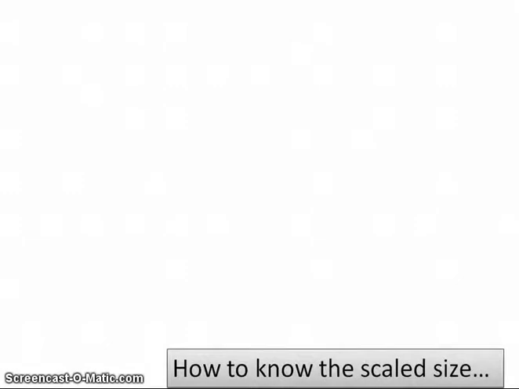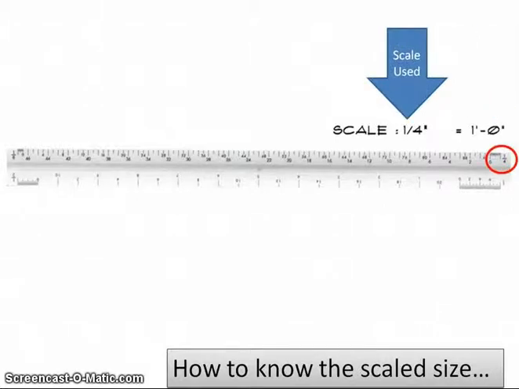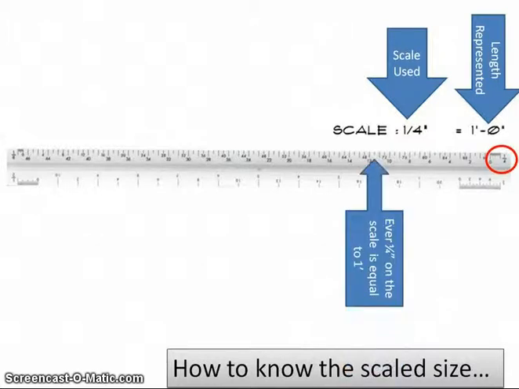How to know the scale size. Usually when we are locating the size of our scale on a floor plan, it's going to look similar to this. What this means is the first number is the scale that we are actually using. This is the scale size that we find on our actual architect scale. The second number is the length that it represents. So in this case, every 1/4 inch on the scale is equal to 1 foot in real life.